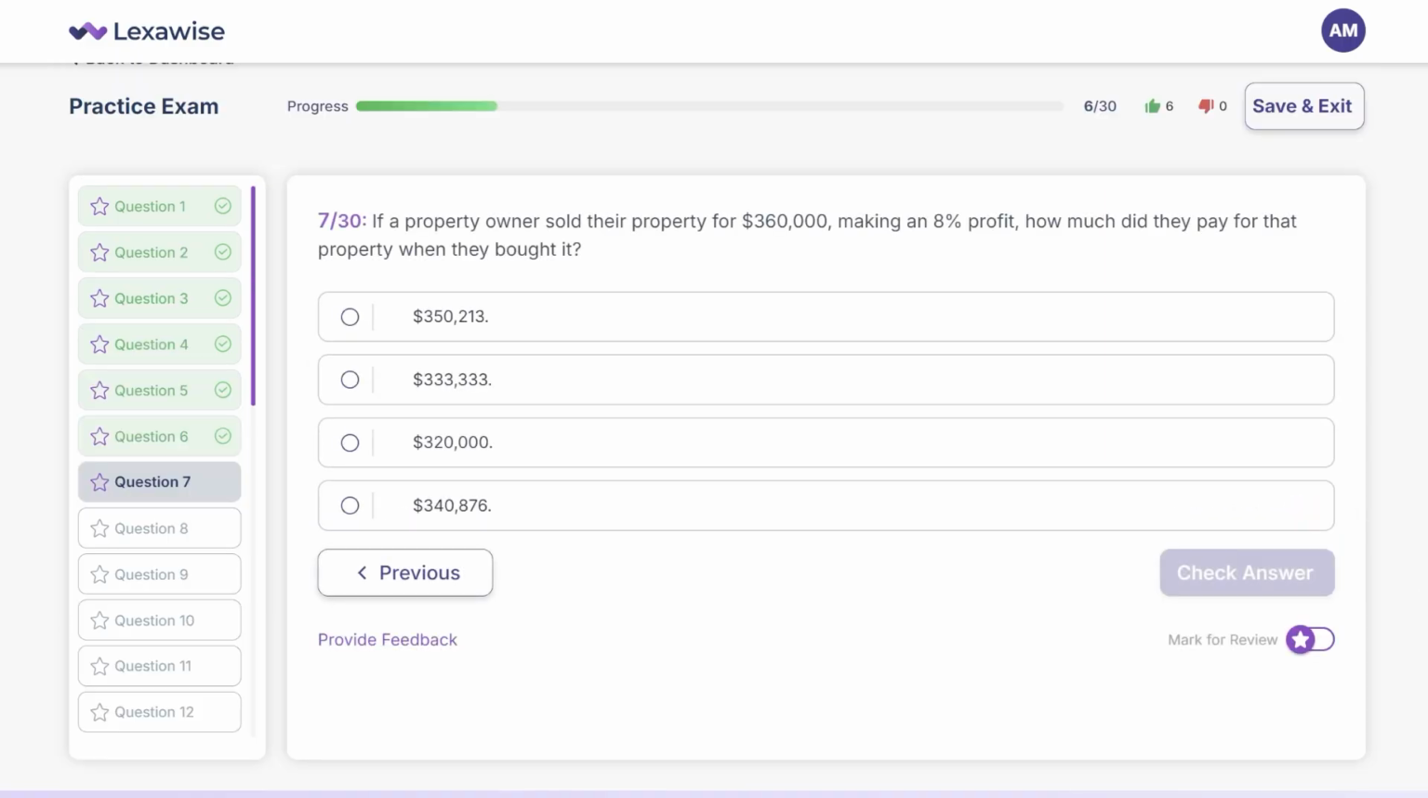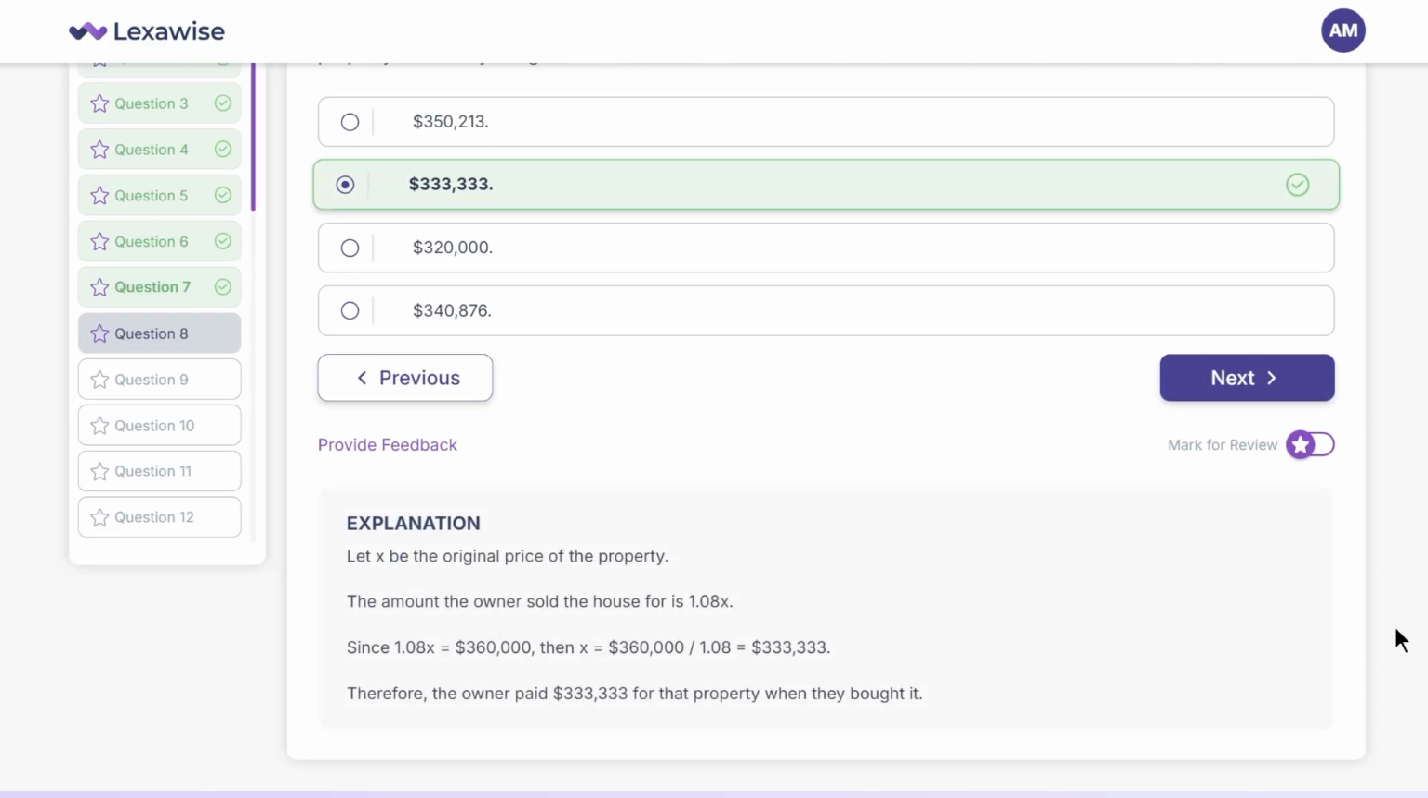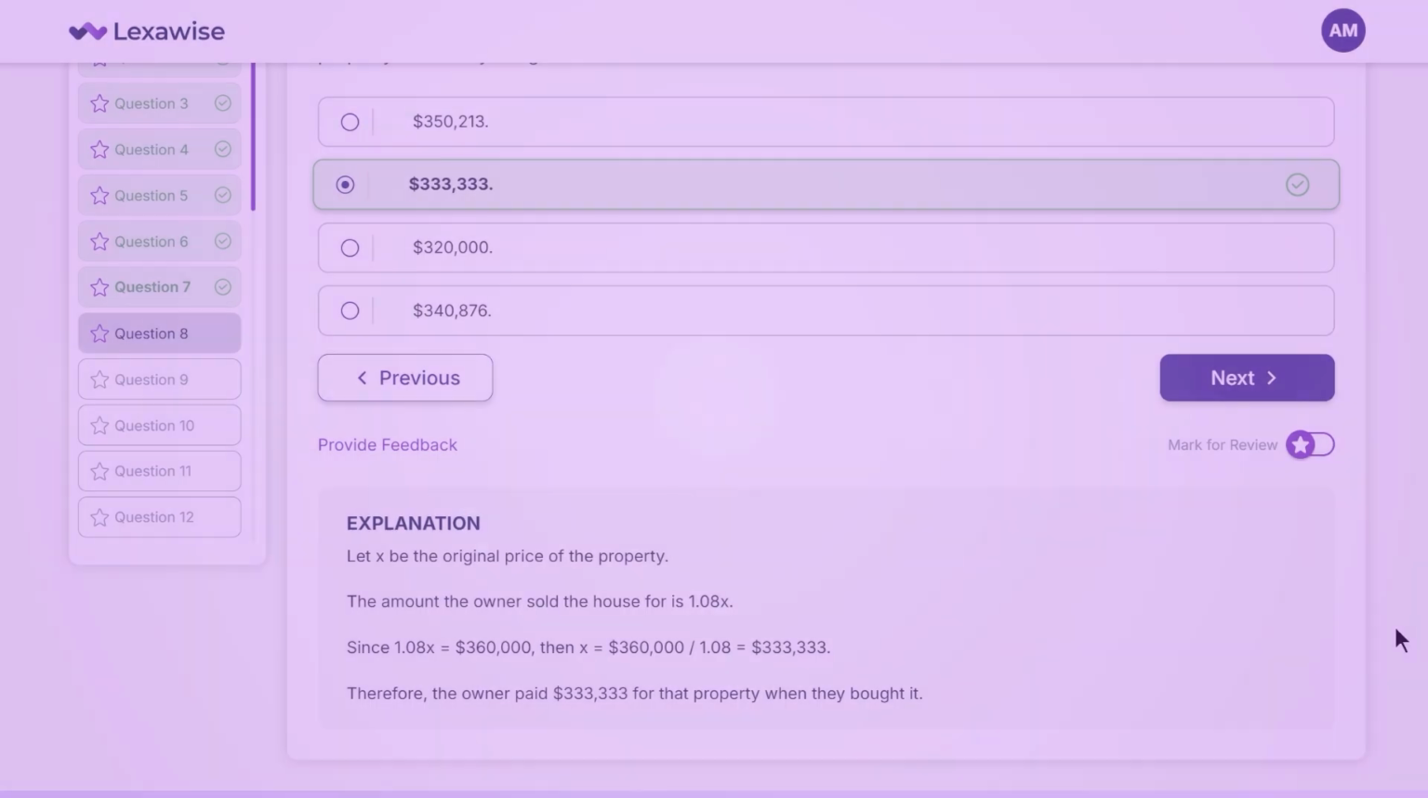If a property owner sold their property for $360,000, making an 8% profit, how much did they pay for that property when they bought it? A, $350,213. B, $333,333. C, $320,000. D, $340,876. What do you think? Well, the correct answer is B, $333,333. Let's break this down step by step.